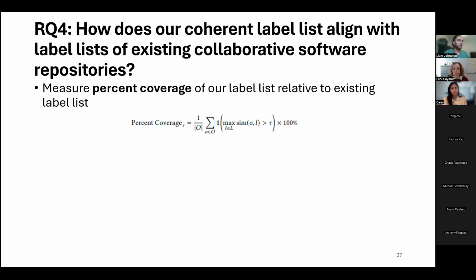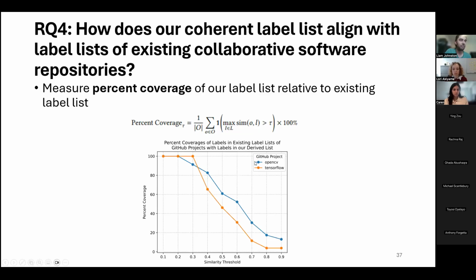And for the last research question, we looked at how it aligns with the label lists of existing software repositories. What we did was we measured the percent coverage of our label list relative to the existing one. So basically, we look at every label in the original list, O, and if there's one label in our list that has a similarity past this threshold here, then we say, okay, this label is covered. We measure the percent of labels that are covered.